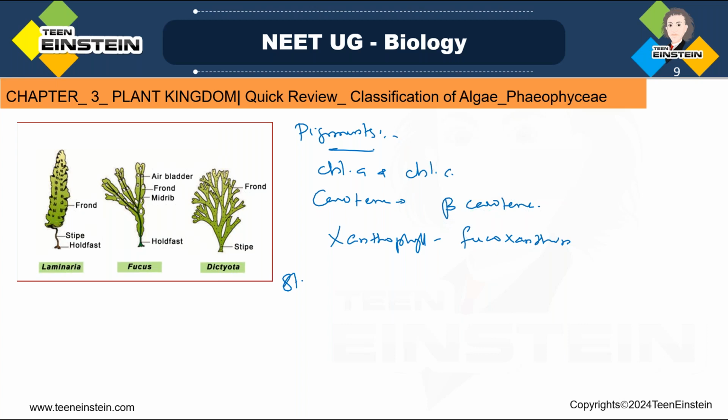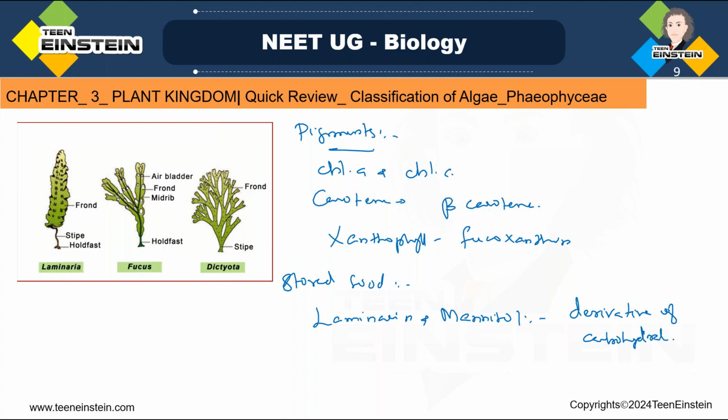Then when we are talking about stored food, in laminaria and others you can see laminarin. Okay, laminarin, and then one more form, mannitol. These both are derivatives of carbohydrate. So these are seen in phaeophyceae. Clear?